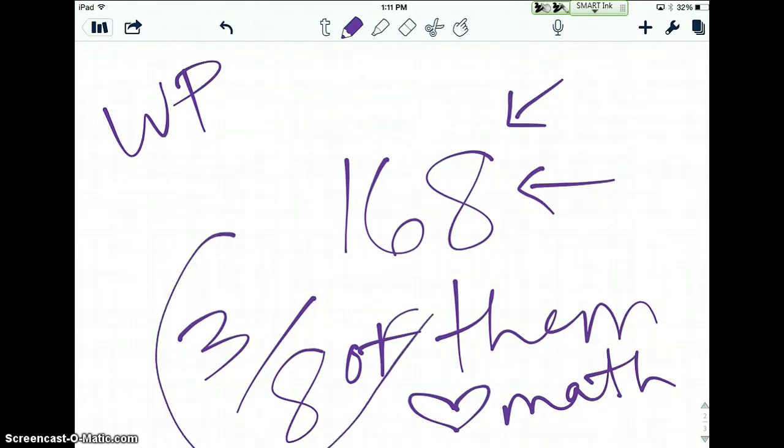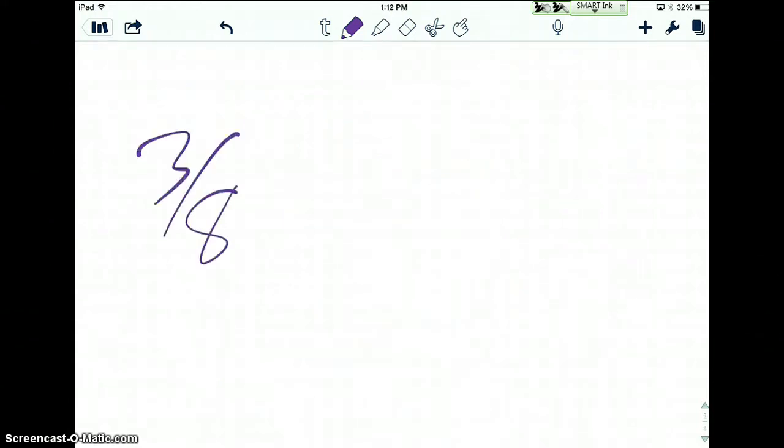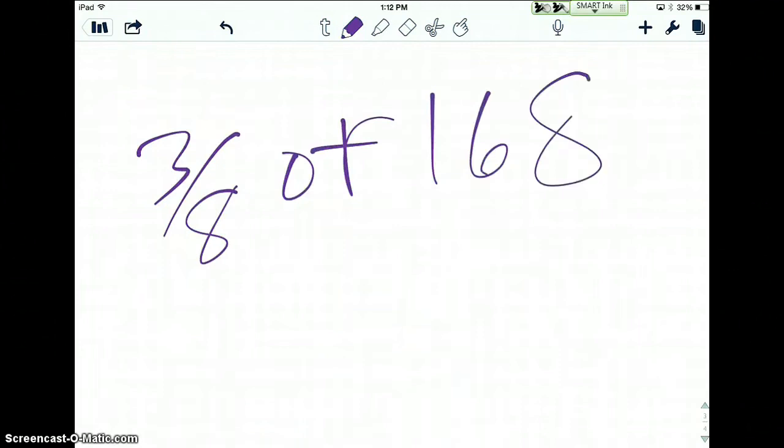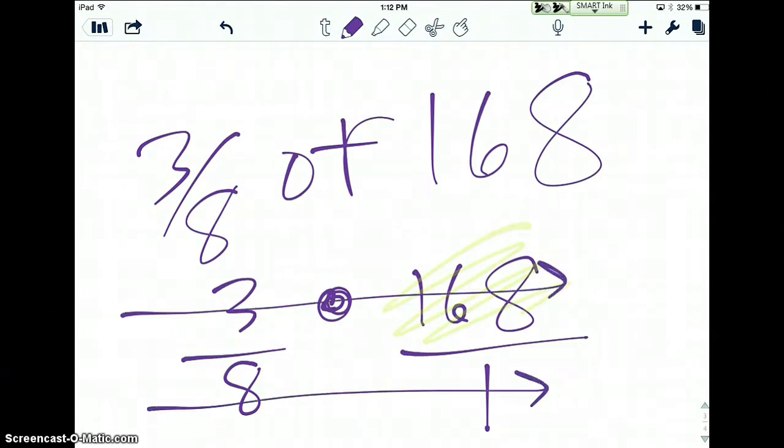Okay, now look at this. 3/8 of 168. We're supposed to be multiplying. Oh, the word "of," that's what that means. So to find 3/8 of 168, I would need to multiply 3/8 times 168. And this is where you run into a problem because 168 is not a fraction. So make it 1. Meaning 168 is a fraction. It's 168 over 1. And then I just multiply it straight across.